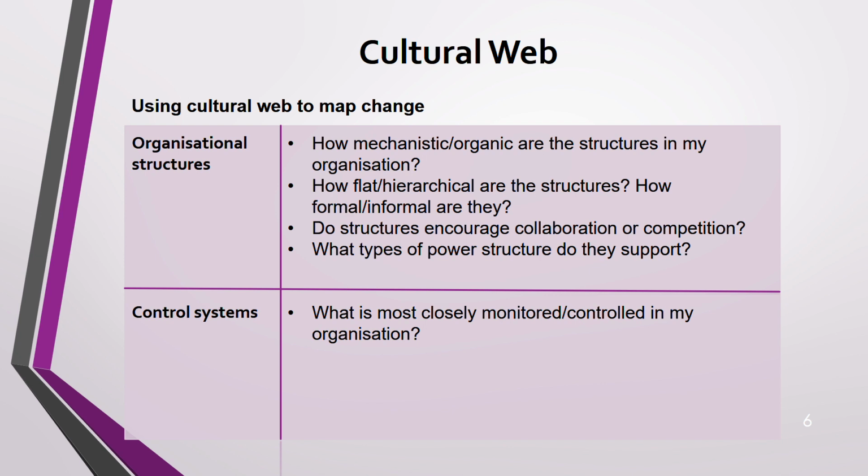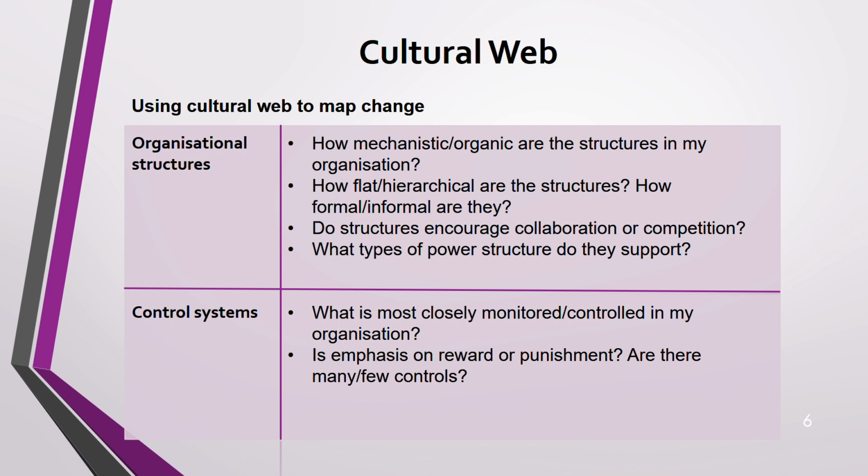What is most closely monitored or controlled in my organization? What is that thing which needs to be controlled? It could be anything in an organization. Maybe your IT system, maybe your staff, your knowledge, your talented staff, right? Is the emphasis on reward? Do you control based on the reward?